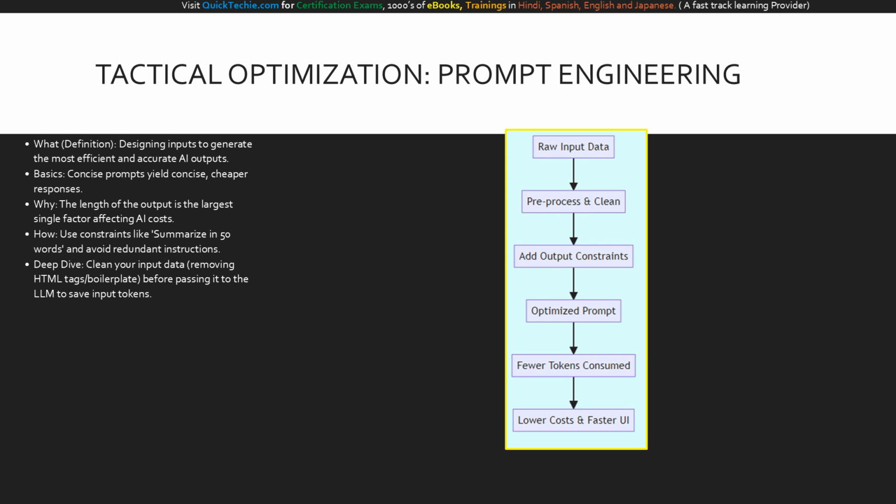Here is the life cycle of an optimized prompt. We never send raw data to the AI. First, we clean it. Then, we apply strict output constraints telling the AI exactly how short the answer should be. This creates an optimized prompt, which logically results in fewer tokens consumed. Ultimately, this delivers a double benefit, a lower monthly bill and a much faster experience for the end user.